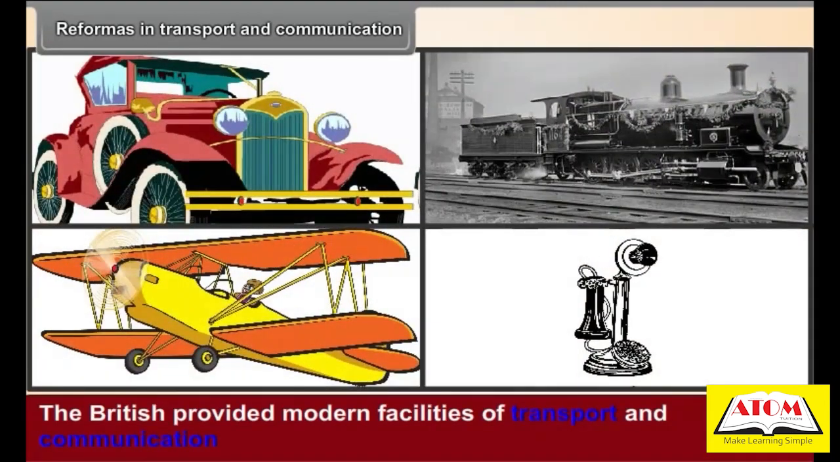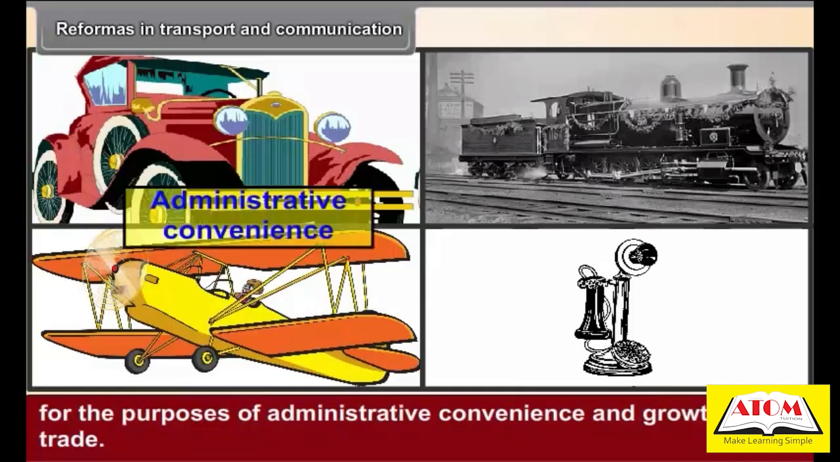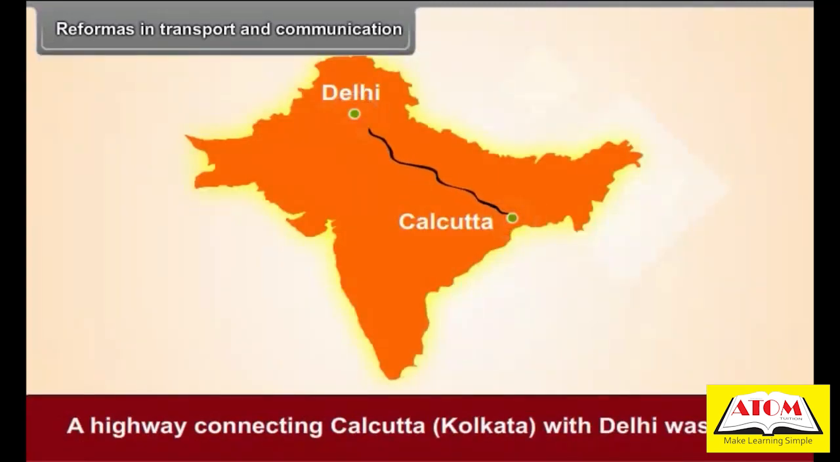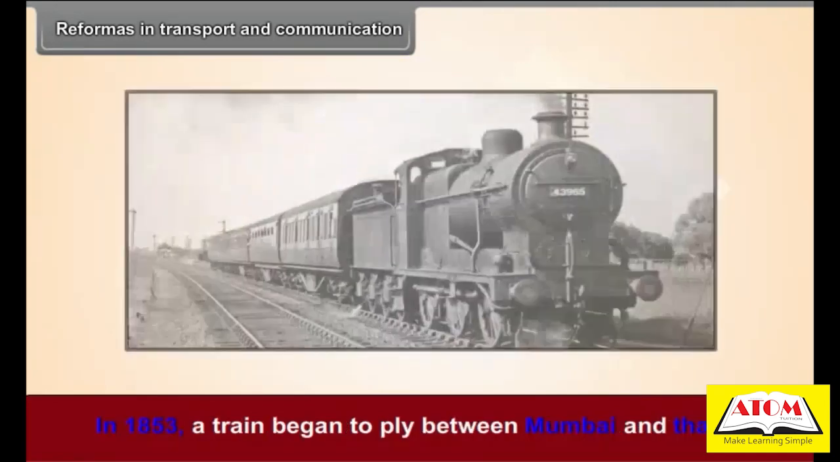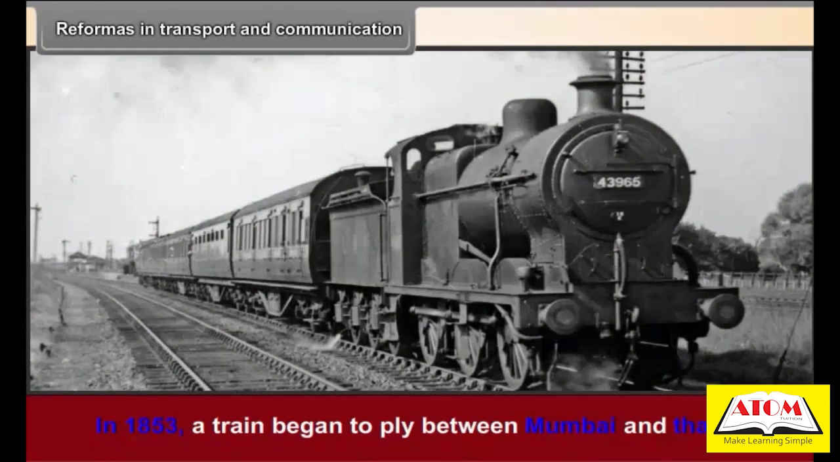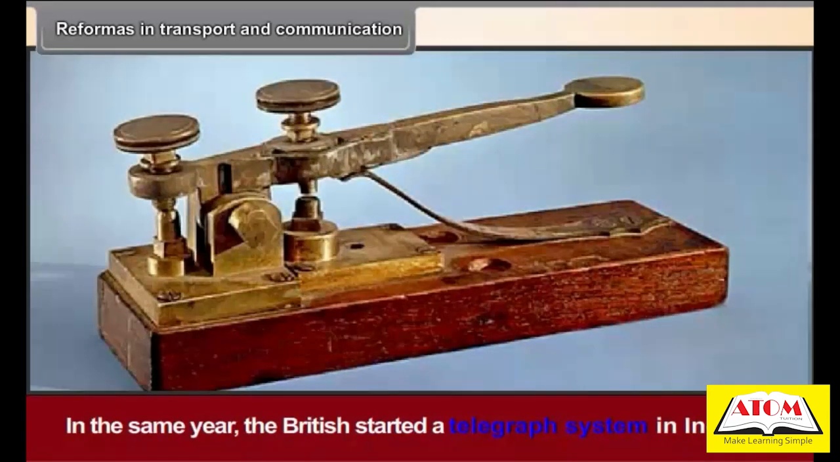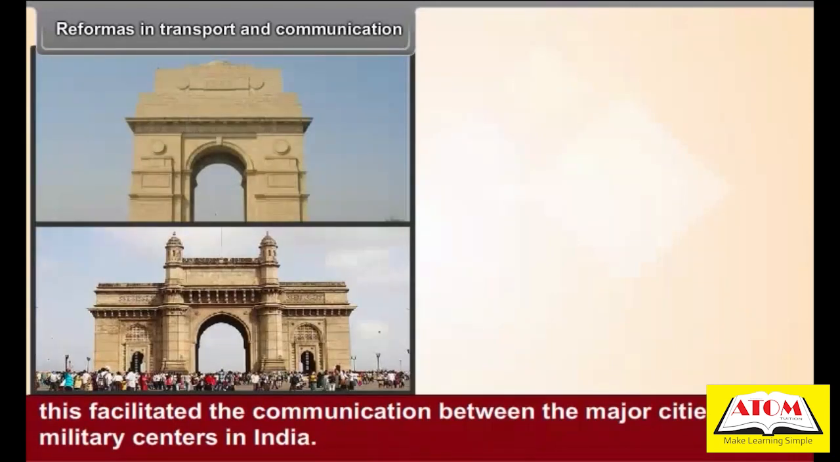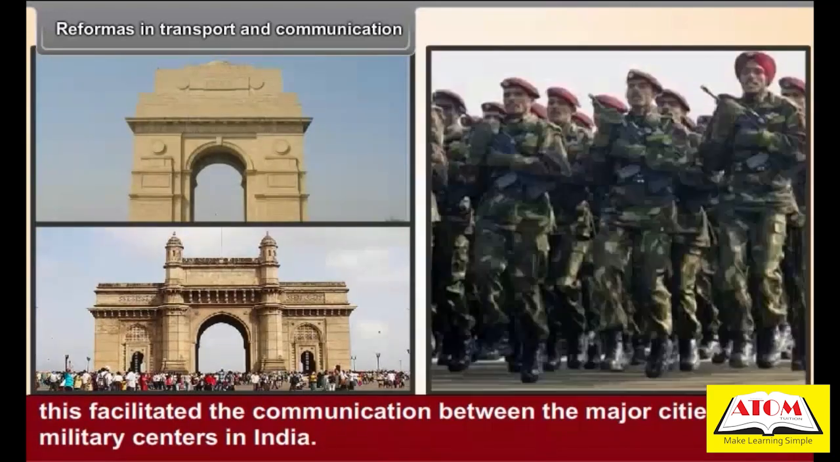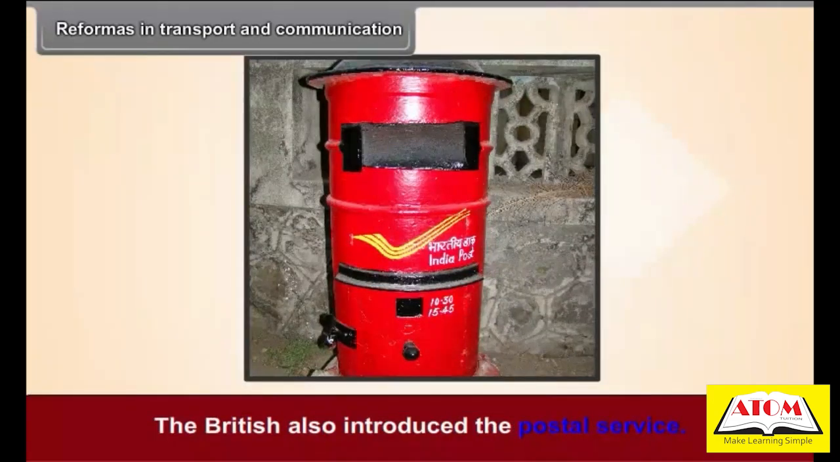The British provided modern facilities of transport and communication for the purposes of administrative convenience and growth of trade. A highway connecting Calcutta, Kolkata, with Delhi was built. In 1853, a train began to ply between Mumbai and Thane. In the same year, the British started a telegraph system in India. This facilitated the communication between the major cities and military centers in India. The British also introduced the postal service.